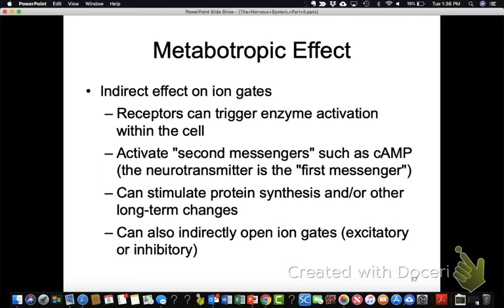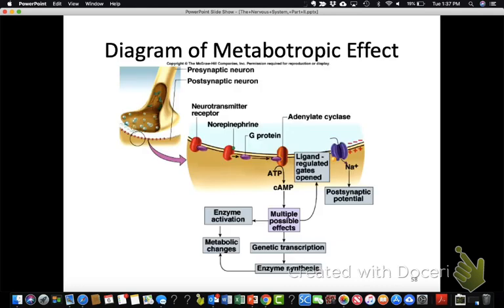If it's indirect, the metabotropic effect, then the neurotransmitter still has to stimulate a receptor, but that receptor, instead of being part of an ion channel, is going to be part of a series of proteins that activate something we call the second messenger inside the cell. The best example of that is cyclic AMP, which is produced from ATP, and that's already more than you need to know. So the effect of a metabotropic neurotransmitter is that it can initiate protein synthesis or other long-term changes inside the cell, and also, by the way, open gates.